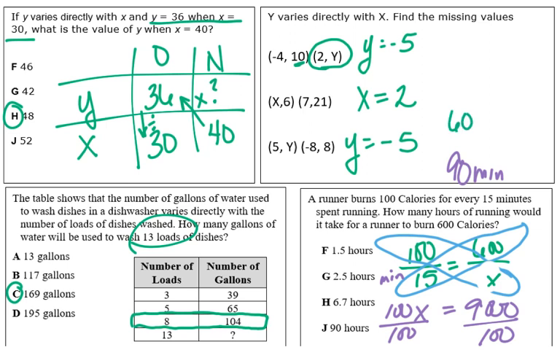So 60 minutes equals 1 hour. So if I would subtract 60 from this, I would be left with 30 minutes. So I know I'm going to have 1 hour and 30 minutes, and 30 minutes is half an hour. So F would be your answer there.